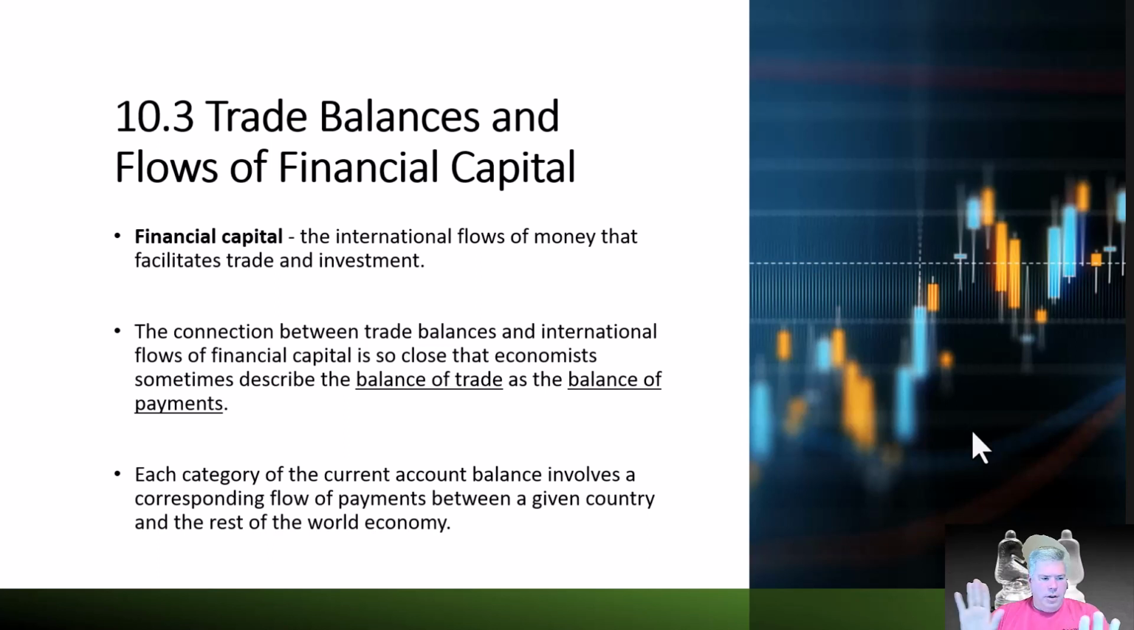So you can have this balance of payments or balance of trade, because the two are going to highly correlate, given that you have to pay for the trade. The category of the current account balance involves a corresponding flow of payment between a given country and the rest of the world's economy.